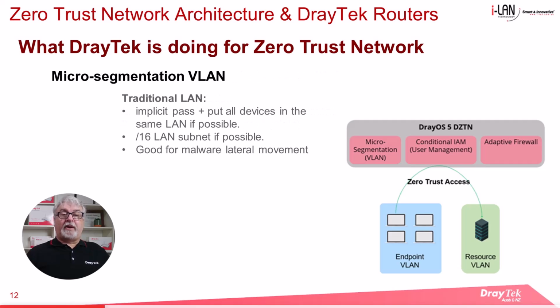In a traditional LAN, all network devices are put in the same LAN, and the subnet mask can be raised to /16, which makes up to 65,536 devices.